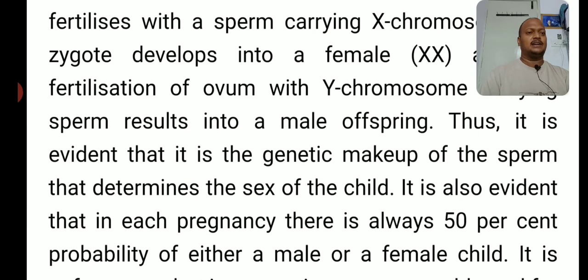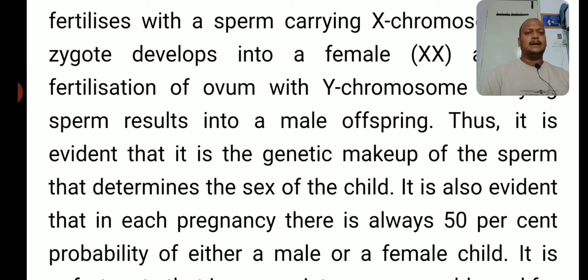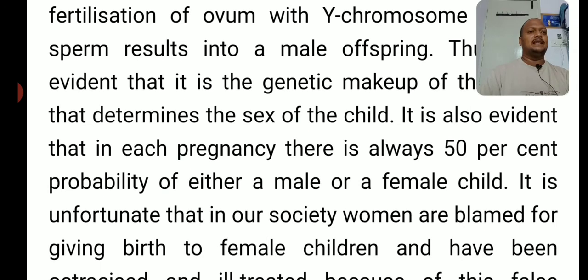Right. Next point. Thus, it is evident that the genetic makeup of the sperm determines the sex of the child. So who determines the sex of the child here? Sperm or ova? Sperms only, because two types of sperms are produced. Half of the sperms, 50% of the sperms, consist of X, 50% of sperms consist of Y chromosome. Okay, right.